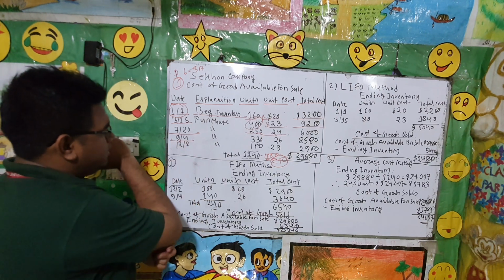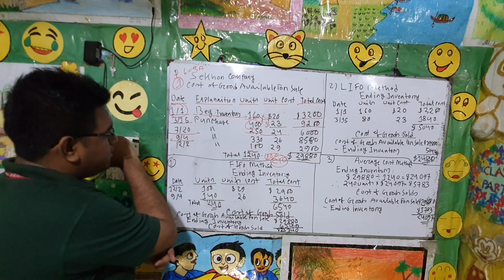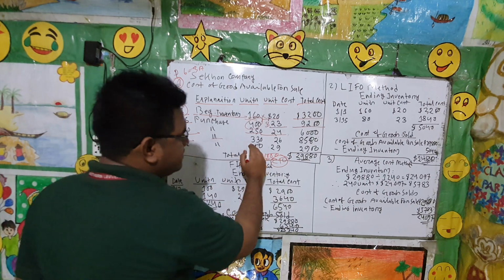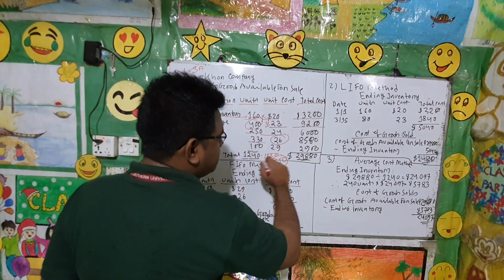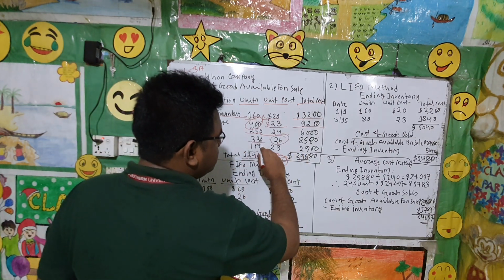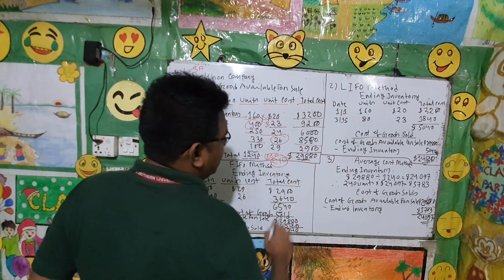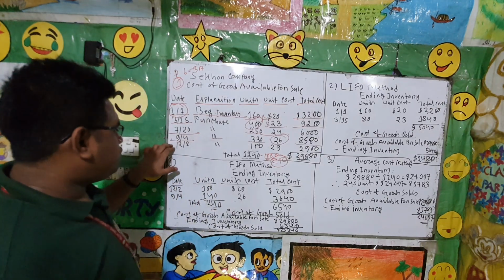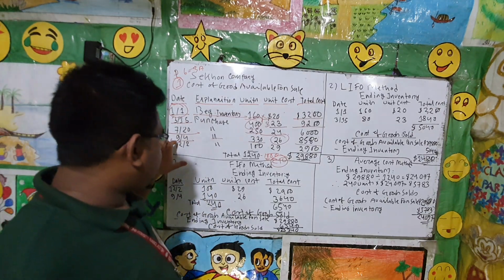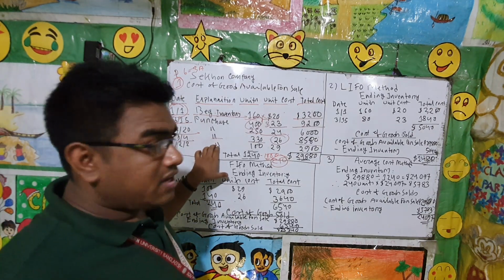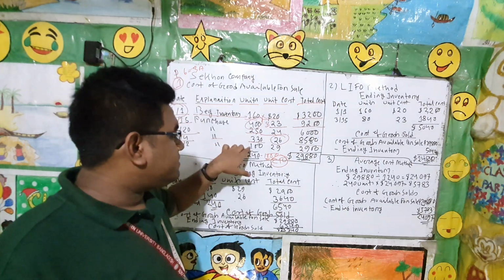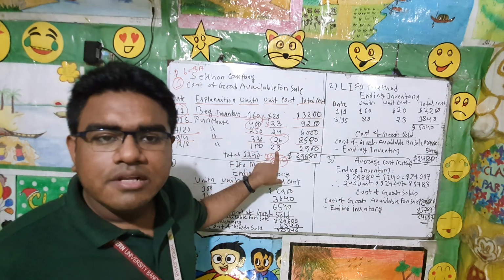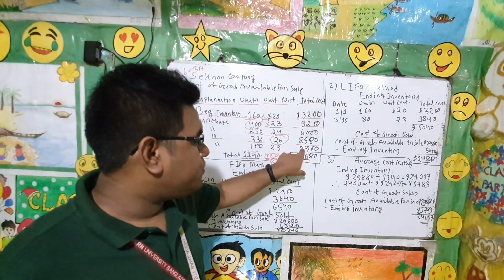Then September 9th, which means 9-4, not 4th September, again a purchase, 330 units, 26 per unit. If you multiply, we will get 8,580. Now the last one, December 2nd, which means 12-2, the last purchase of the year, which is 100 units at 29 per unit. If you multiply, it's 2900.